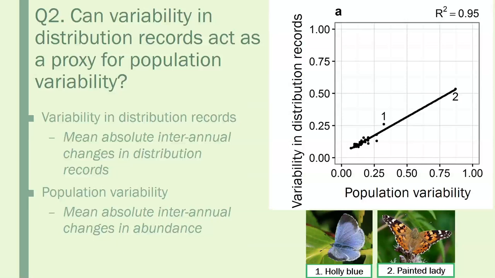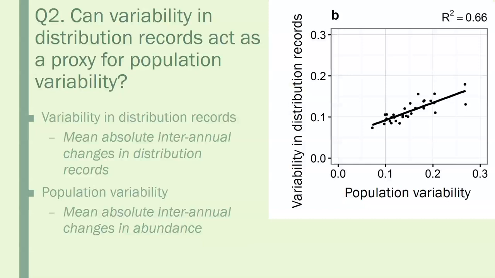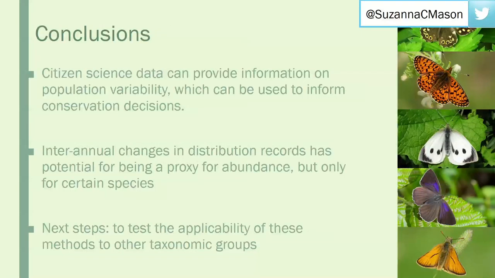So we move on to question two, and here we look at variability in distribution records and population variability, which are two mean absolute values. And we found an extremely highly positive relationship. Again, these two species are going above and beyond, but when we remove them, the relationship remains strong and positive. And so the answer to this is a resounding yes. It seems to be that the variability that a species shows in its distribution records matches the variability in population, which is our headline result. So the conclusions are that citizen science data can provide information on population variability, and this could be enormously useful for conservation planning, for understanding how a species is doing and how its population is fluctuating over time, which is also an important metric in assessing a species' risk of extinction.